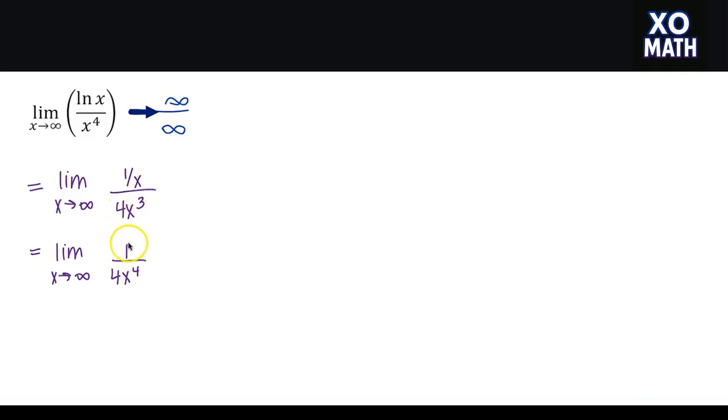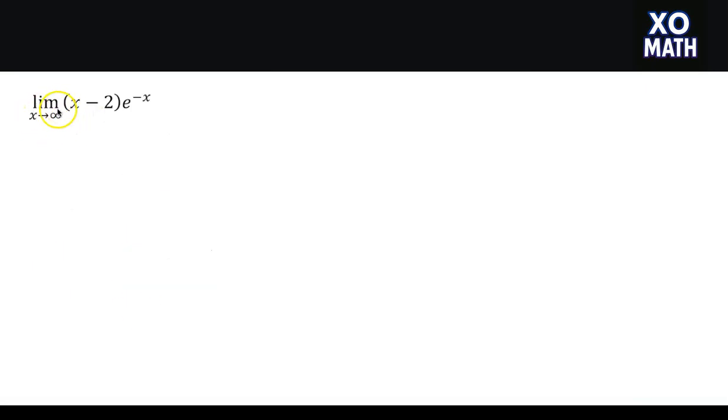And so now we have a constant on the top over 4x to the fourth. So as the x values are being substituted into the denominator is getting bigger, while the top is staying constant, so that overall fraction is going to go to 0.